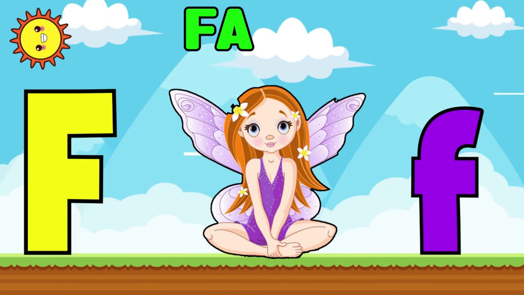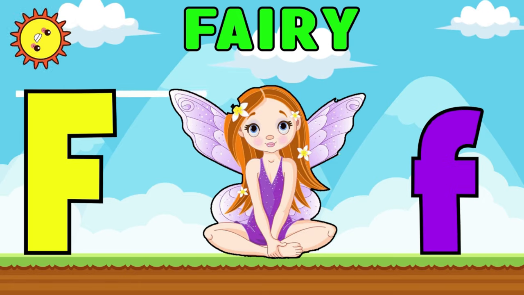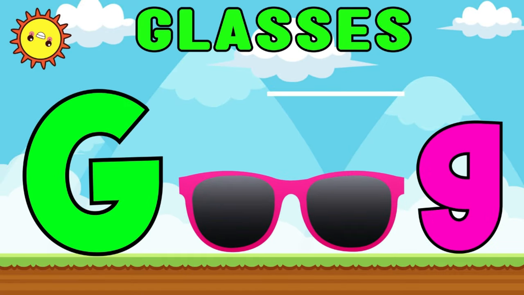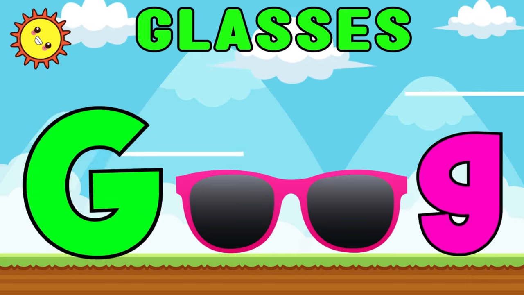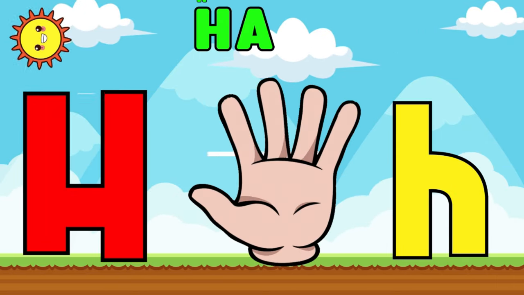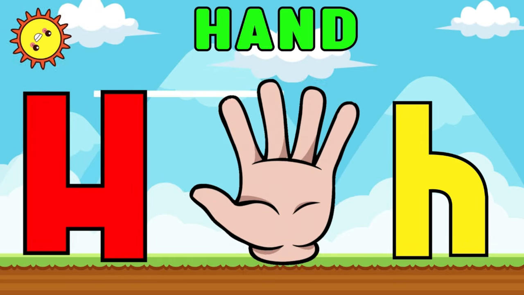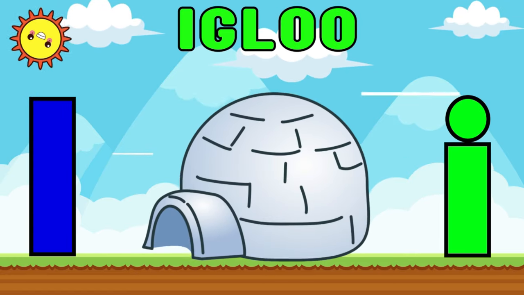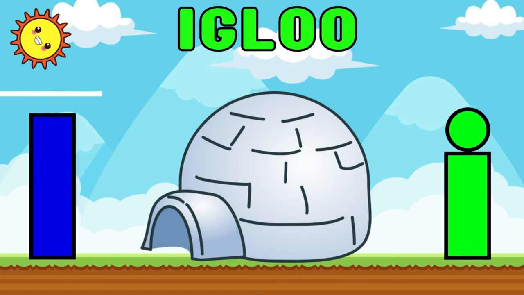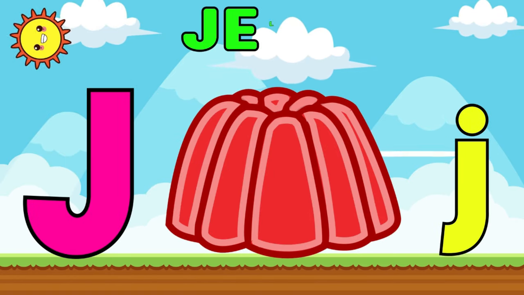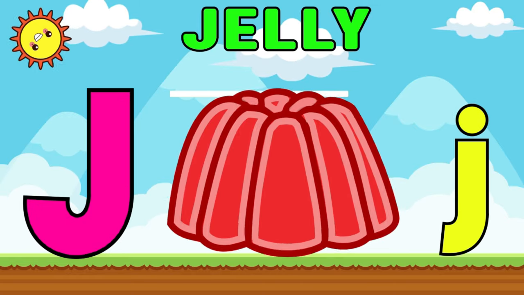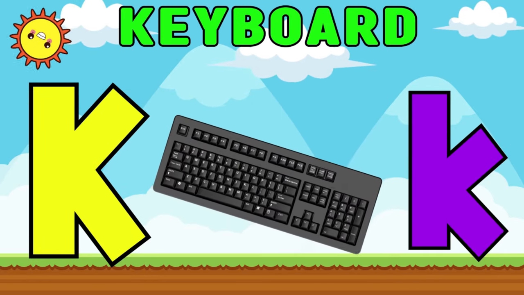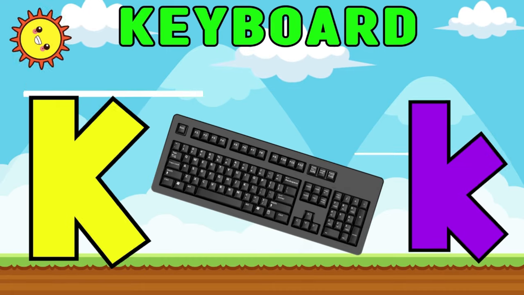F is for fairy. F, fairy. G is for glasses. G, g, glasses. H is for hand. H, hand. I is for igloo. I, I, igloo. J is for jelly. J, j, jelly. K is for keyboard. K, k, keyboard.